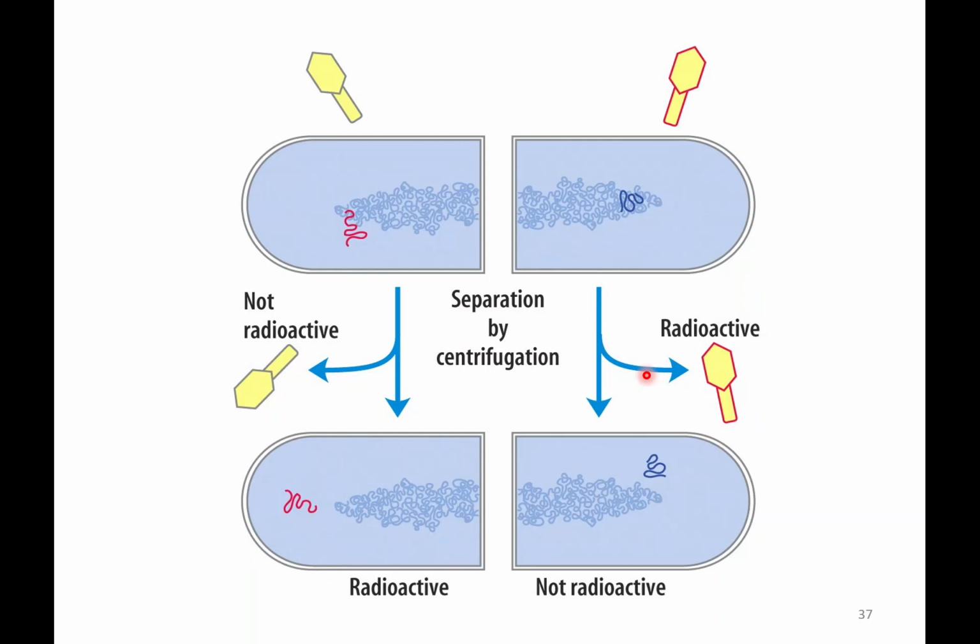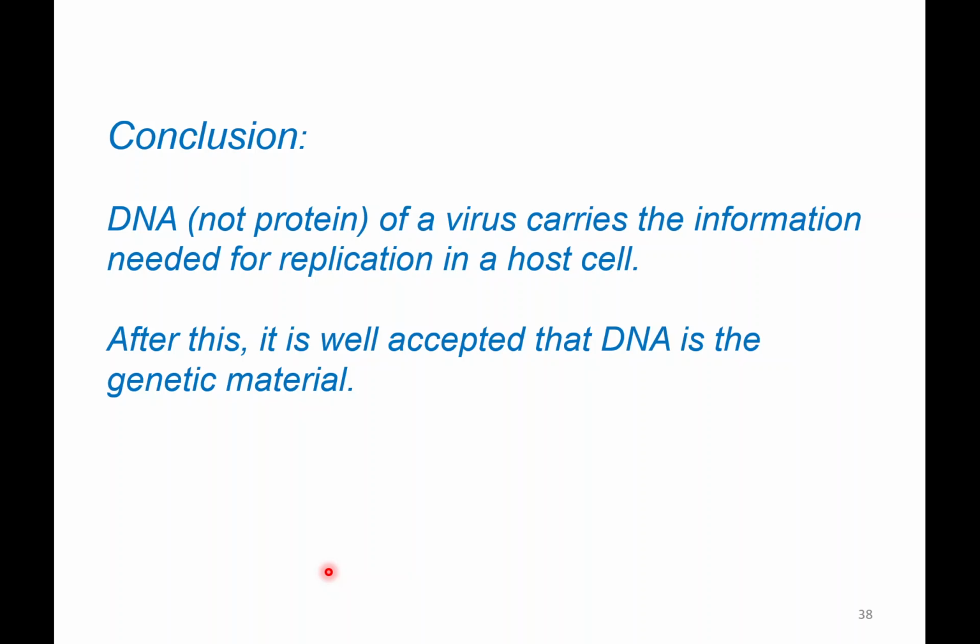The viruses that had the S35 in their protein coat, the cells that were infected with those viruses did not have any radioactivity in them. So that really proved once and for all that DNA is the genetic material that's being transferred by a virus into the host cell to change its genome. So DNA, not protein, carries the information needed for the replication in a host cell. After that, it was well accepted that DNA is the genetic material.